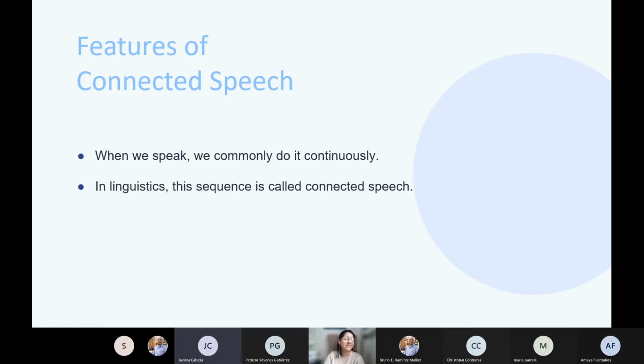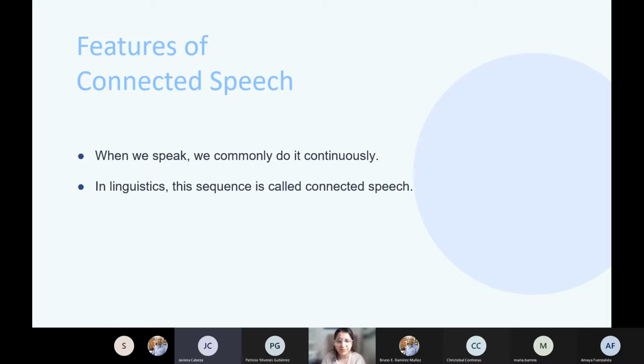And I am going to tell you this once again. Remember that when we speak, we do it continuously. We do not stop between, well, sometimes we do, but usually we don't speak like robots. That's what I am trying to say with this. We don't pronounce words in isolation when we speak. And that's why in linguistics, this is called connected speech. It's because connected speech is the opposite of pronouncing words in isolation.